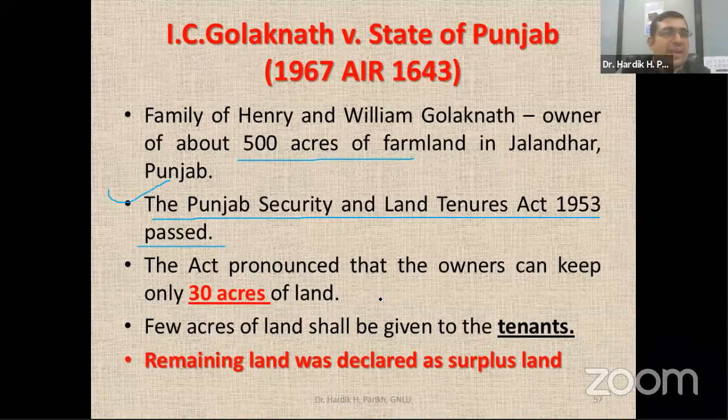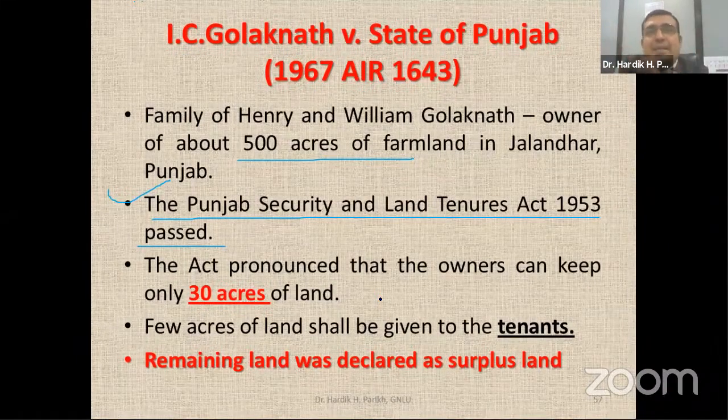That the owner of any land, this is again like a ceiling legislation, can keep only 30 acres of land with them. The remaining acres will be given to tenants, and remaining land, if there is no tenant, will be declared as surplus land. Surplus land is also called Khalsa land, and the government will take the land from you. So this is called ceiling limit legislation.